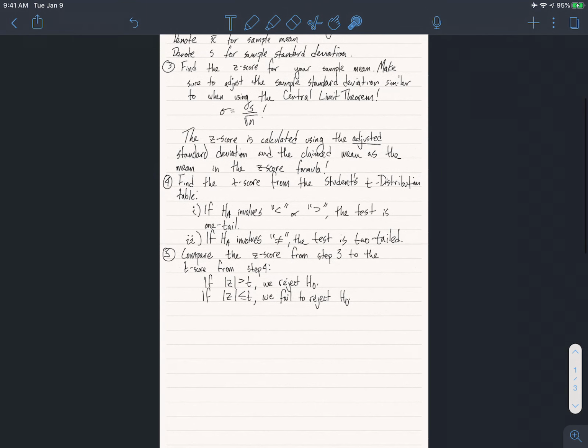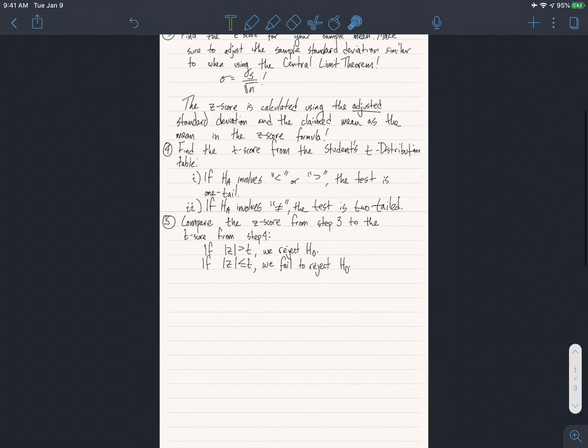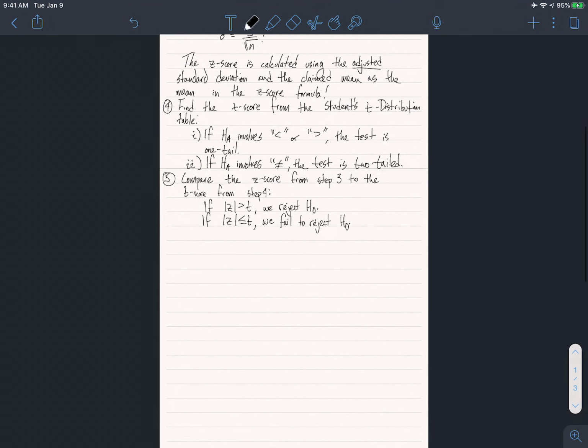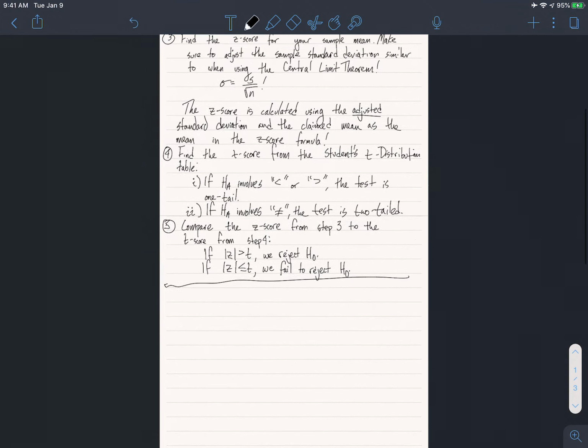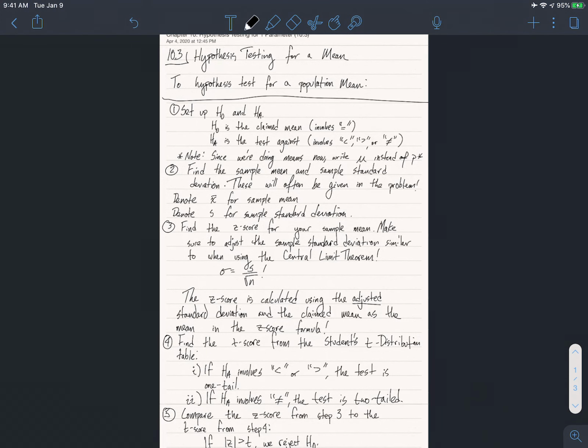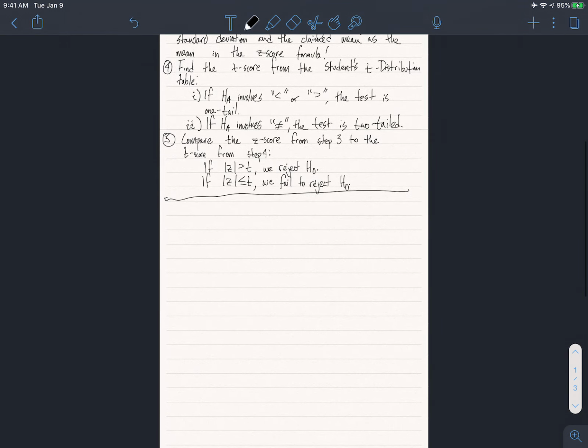Then you compare what you got in step 3, your z-score, with your t-score from step 4. And if your z is pretty big, you reject it. So it's bigger than your threshold. And if your z is less than your threshold, you fail to reject. All right. Let me block off the steps right here. There's the steps. Let's go through at least 2 examples, right?